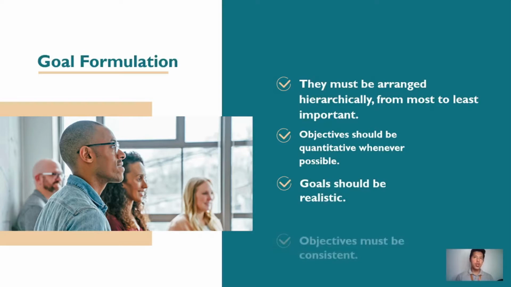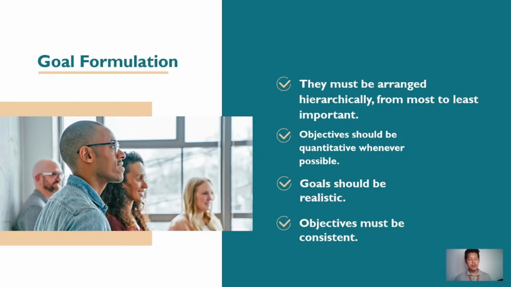Now, after looking at the opportunities, we have to set the goal. By looking at the different opportunities that we see in a specific market, we have to formulate goals, and they must be arranged hierarchically from most to least important. The objectives should be quantitative whenever possible, which means that goals should be realistic.